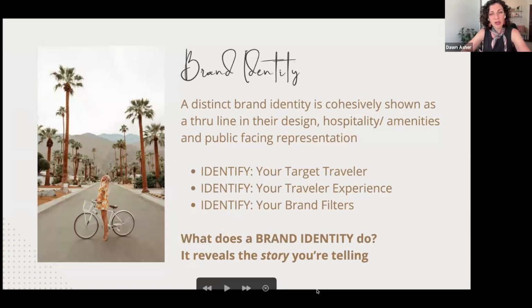So we want to know first, who's your target traveler? Then once you know that, you can start to identify the type of traveler experience they are seeking. And so you may, in this process, even be identifying what types of lifestyle brands these travelers seek out. What types of food are they looking for? What types of restaurants? What type of coffee do they drink, right? Are they Starbucks drinkers, or are they craft coffee drinkers? Those are two very different kinds of travelers.